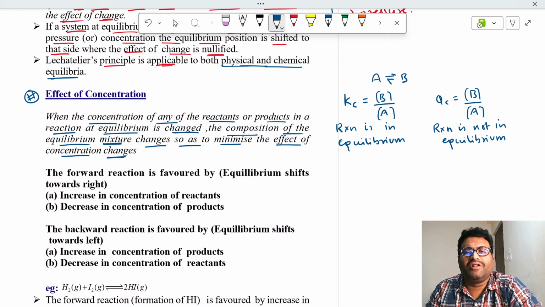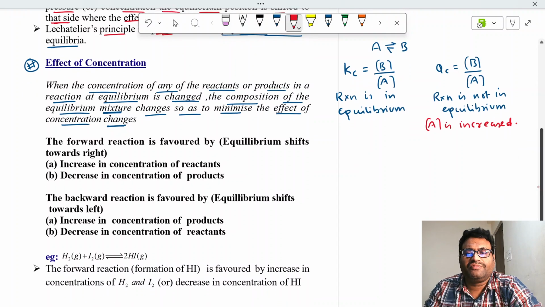Now for example, you increased the concentration of reactant. That means A is increased. Concentration of A is increased, for example. When the concentration of A is increased, what happens to Qc? Qc is decreased.